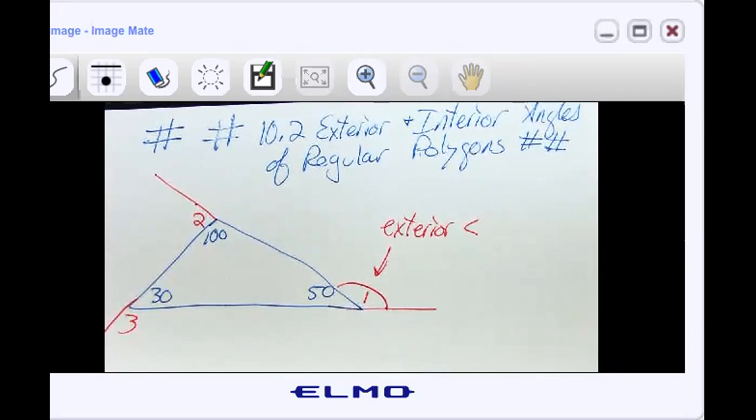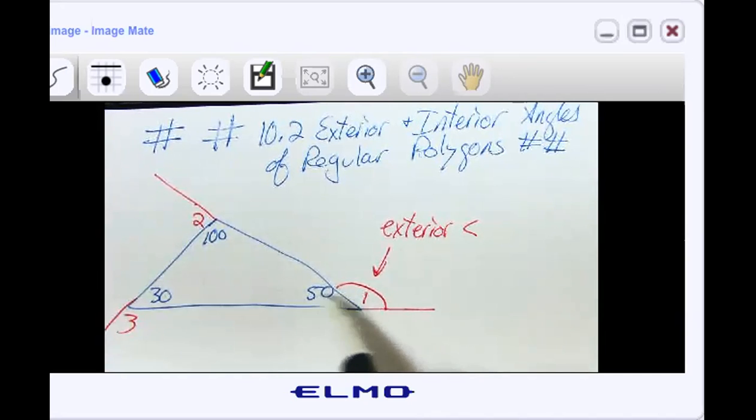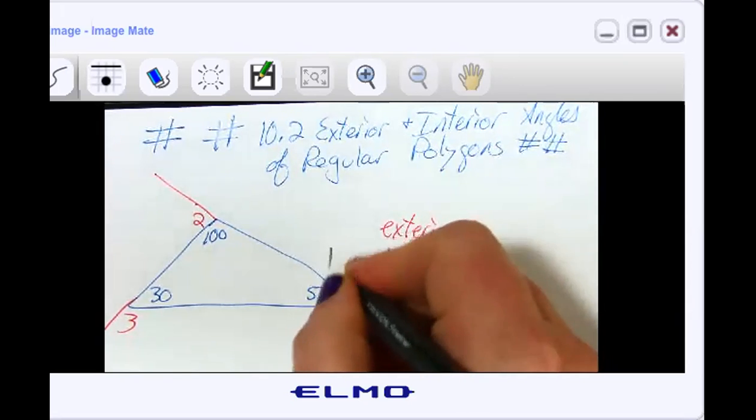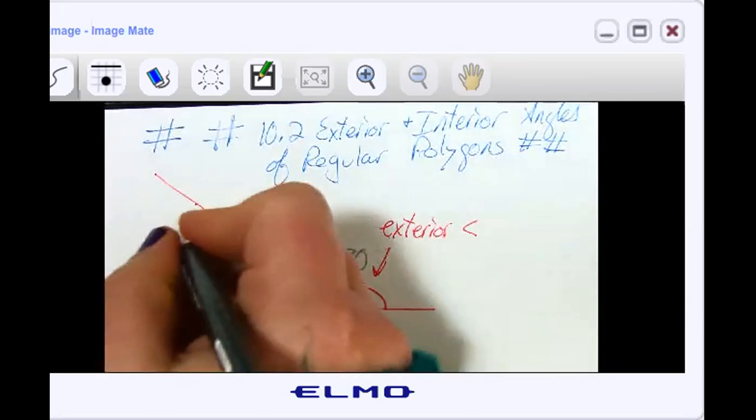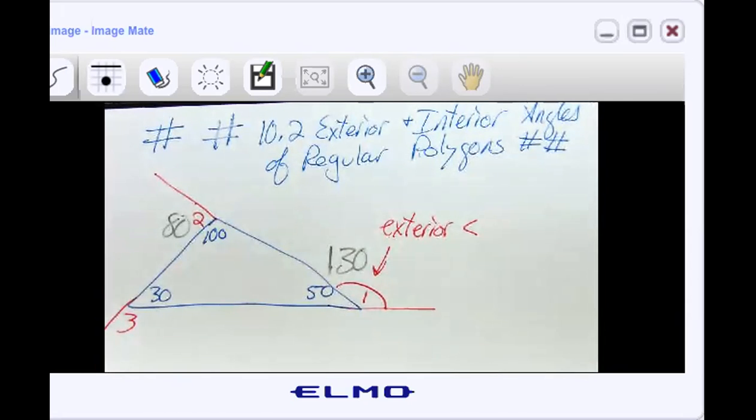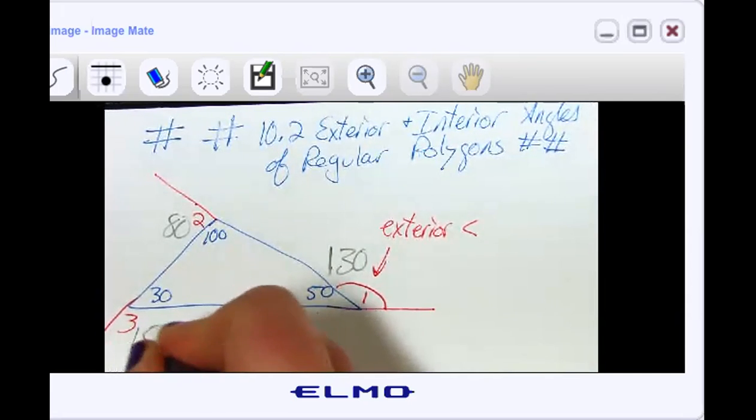I gave you some angle measurements. Let's see what the measure of angles 1, 2, and 3 would be in this circumstance. Okay, let me grab another color marker. If these two have to add to 180 because they're a linear pair, and that's 50, this one would have to be 130. Over here, if that's 100 and these have to add up to 180, this one would have to be 80. And for my last one, if that one's 30, this one would have to be 150.